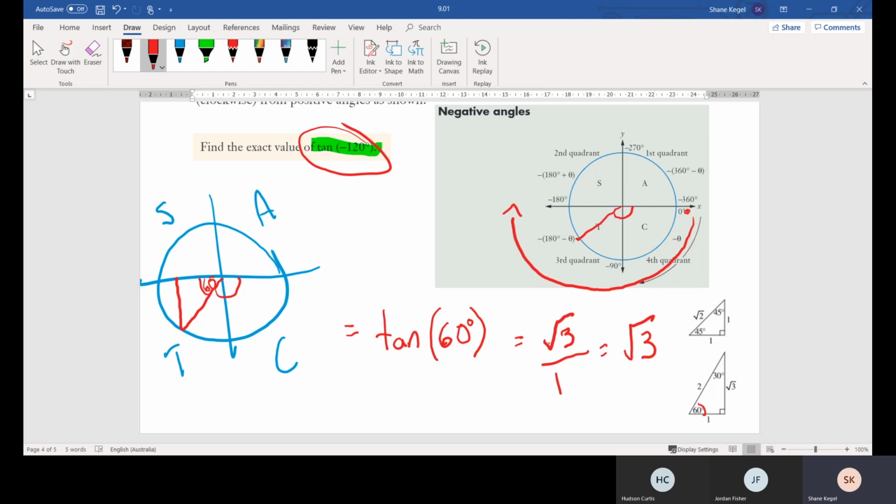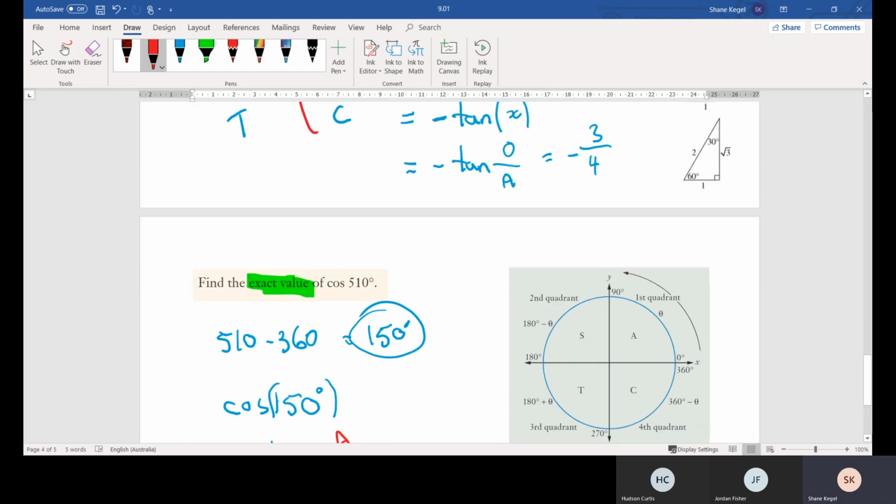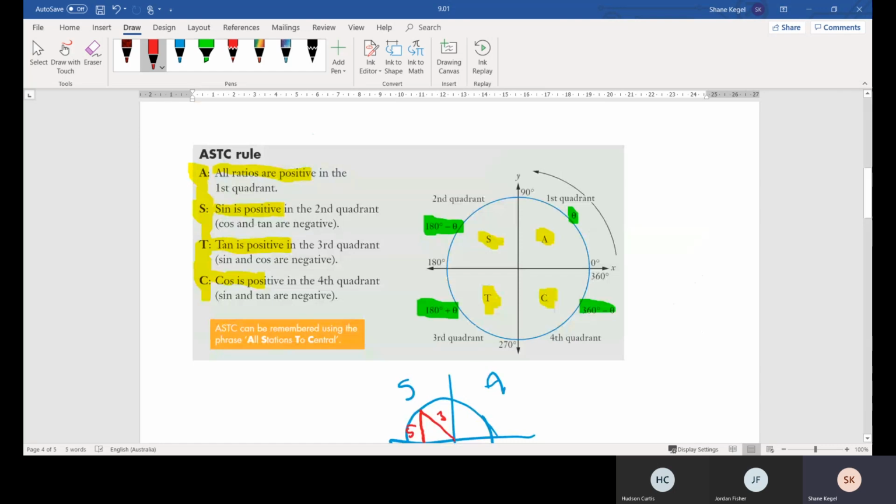So that's the end of explanation for this exercise. So there are two crucial points we touched on. If I scroll back up. So we touched on our ASTC rule, or all stations to central, to let us know whether our ratios will be positive or negative in each of the quadrants. And we also touched on the fact that we need to measure angles from our closest horizontal. So whether that's 0 degrees, 180 degrees, or 360.